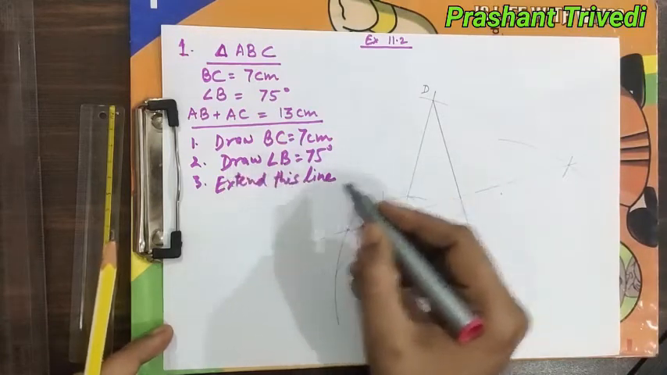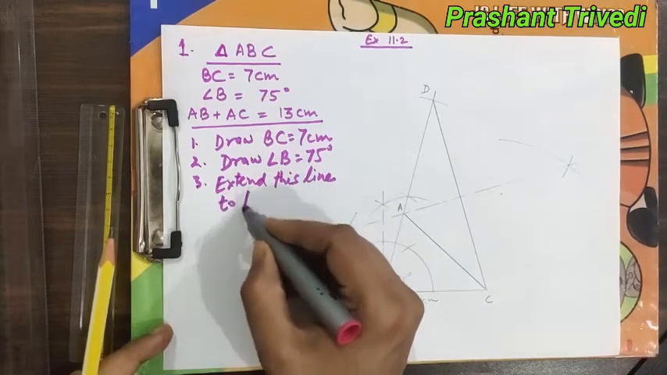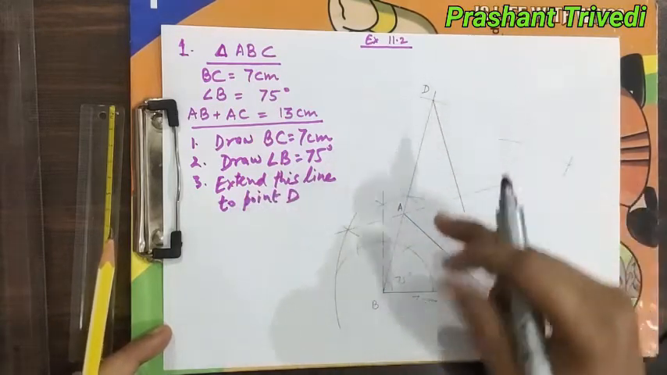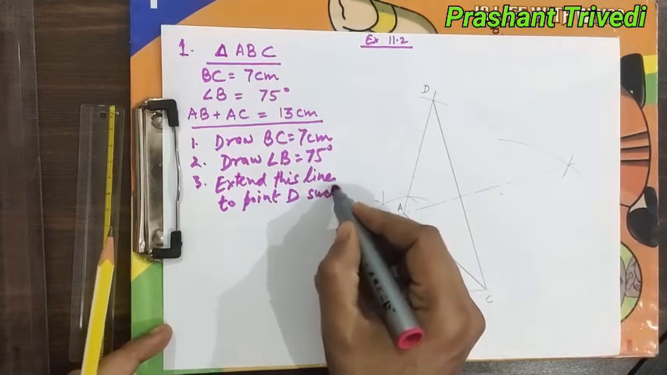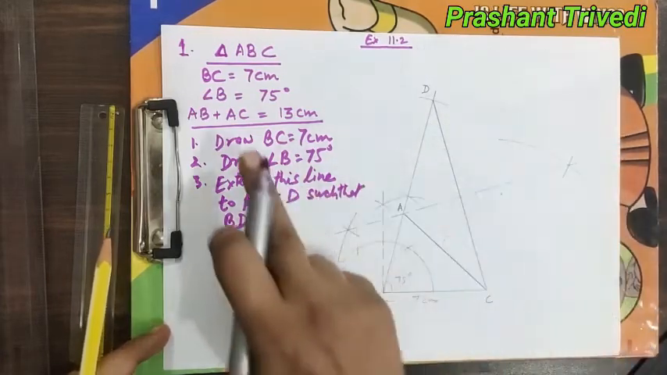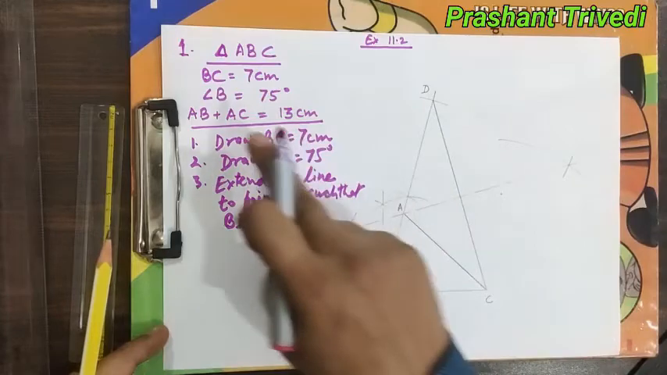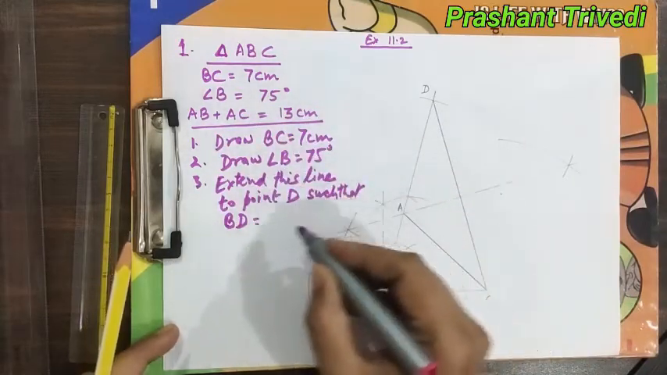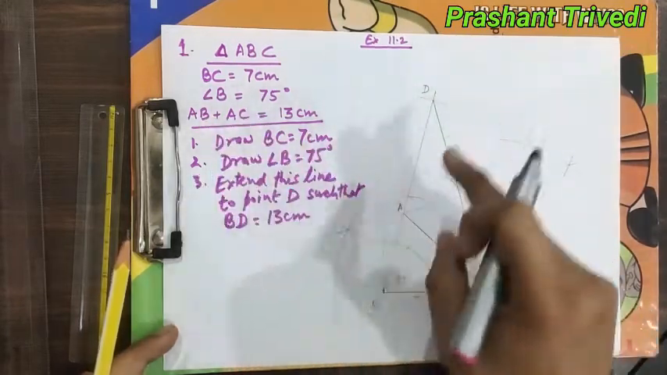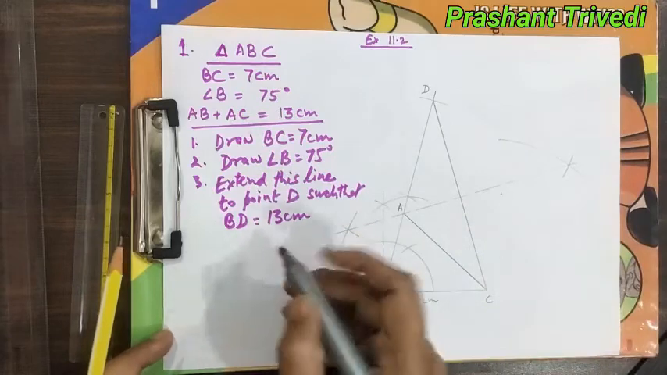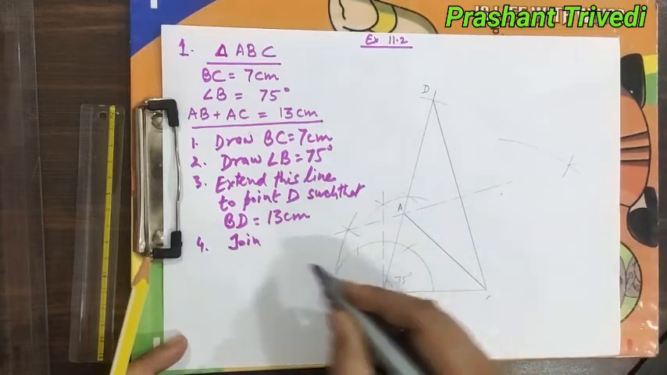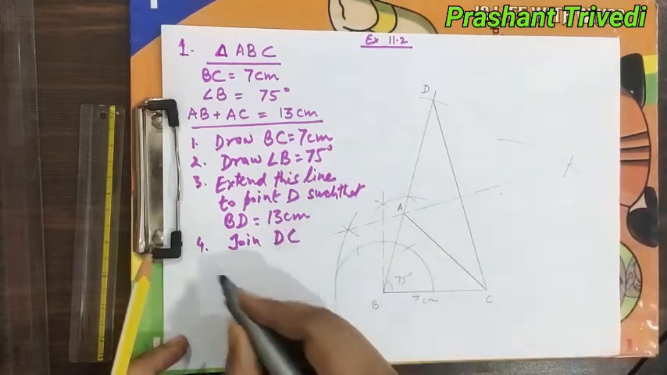We have to extend this line to point D. Where should the point D lie? Such that BD is equal to how much? This should be of length 13 centimeter, such that BD is equal to 13 centimeter. It is the sum of AB and AC. So fourth step, join D to C, join DC.